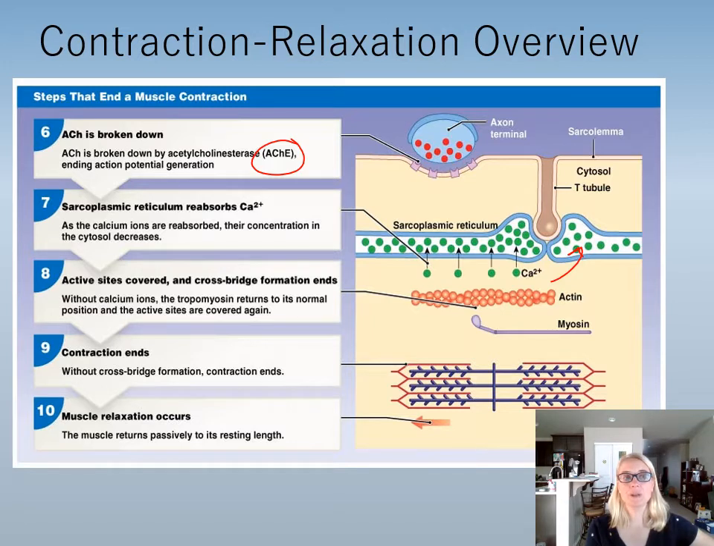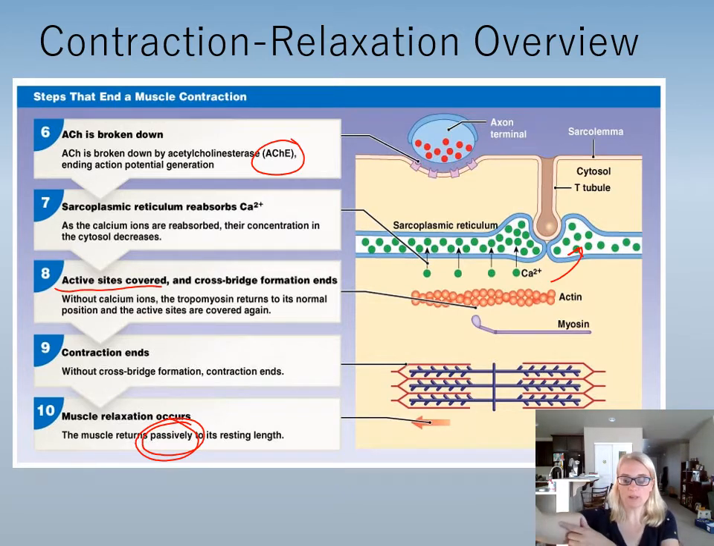Once the calcium leaves the troponin, the tropomyosin covers the active site. Once the active site is covered, the cross bridge ends. You cannot bind the myosin head to the active site if there's a troponin or tropomyosin molecule in the way. And then your myosin head lets go, the contraction ends, and the muscle relaxes passively. So this is really important to remember. We do not actively lengthen the muscle cells.